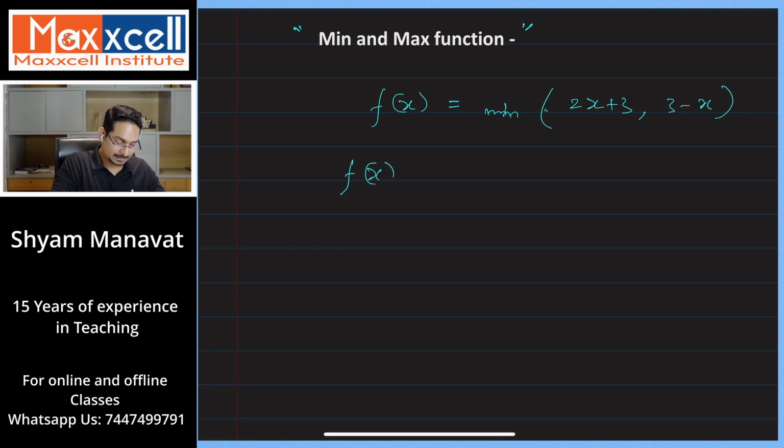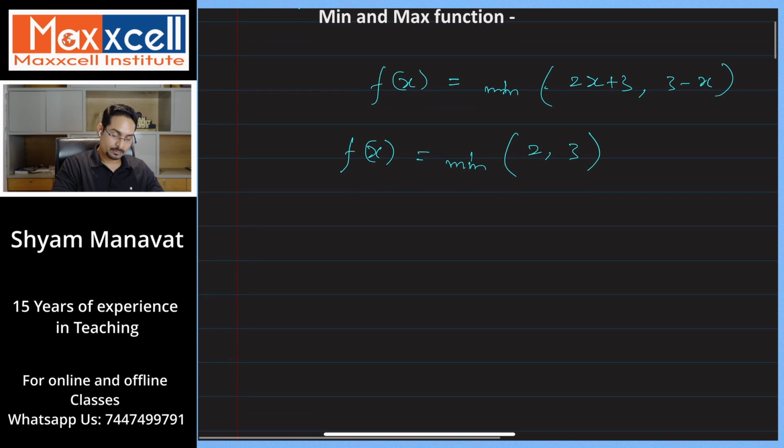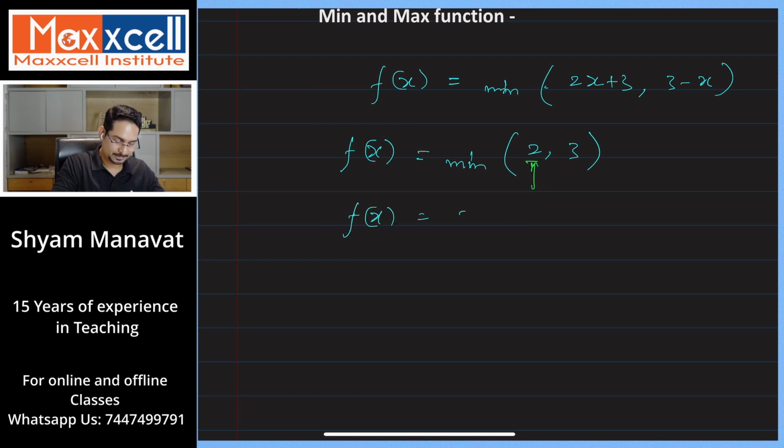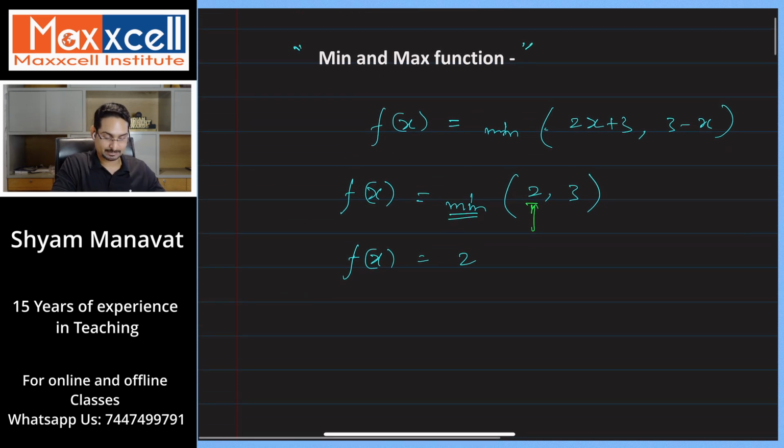So it's like this. Suppose you have minimum of 2 comma 3. If you have these kind of numbers in the bracket, it means we need to select the minimum amongst the two, which is 2. The minimum amongst the two numbers. So here it's 2, so the outcome of this function will be equal to 2. This is what is meant by minimum function or maximum function. If it is maximum, choose the maximum value.